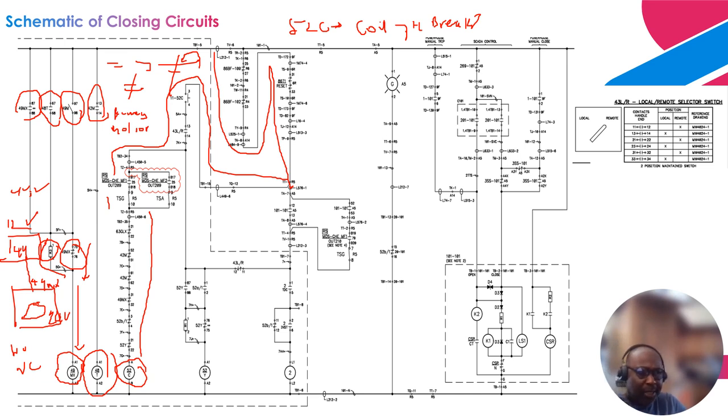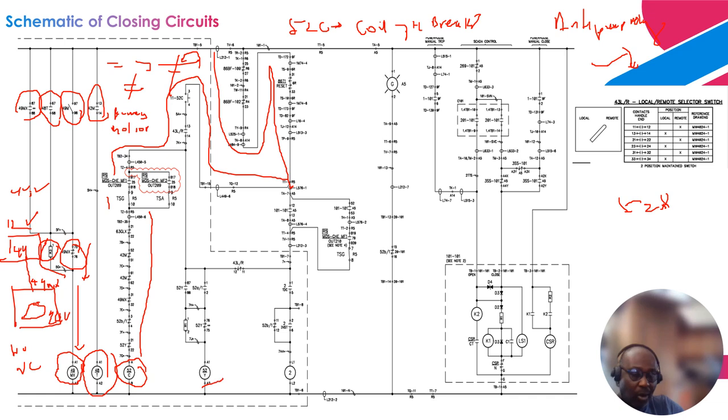Now let's take a look at 52Y. 52Y is called the anti-pump relay. Let's say you perform closing of a breaker, and the breaker closes in. Then what this anti-pump relay does is prevent the breaker from opening and closing, opening and closing. That is what they call anti-pump. It keeps it in the closed position, unless of course you open it yourself. There is a relay that will drop out the 52X, call it a sealing relay. It drops it out to prevent this anti-pump action.